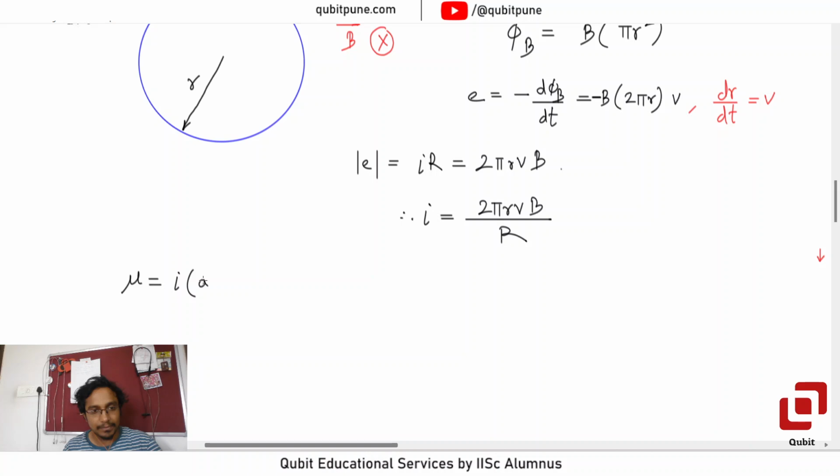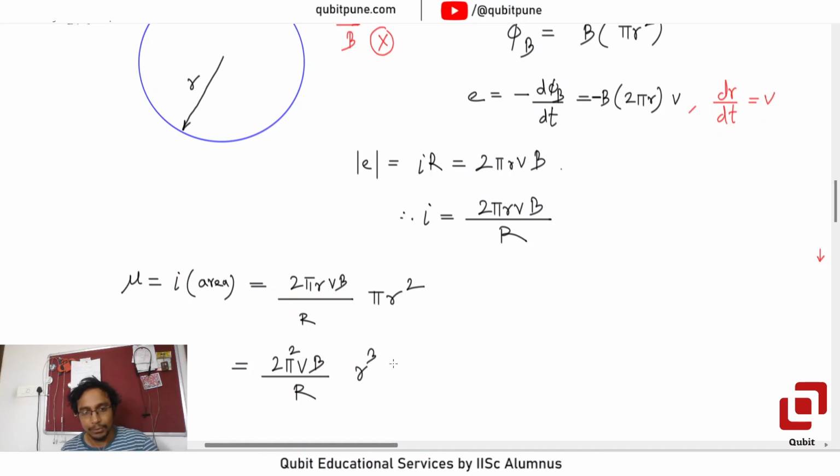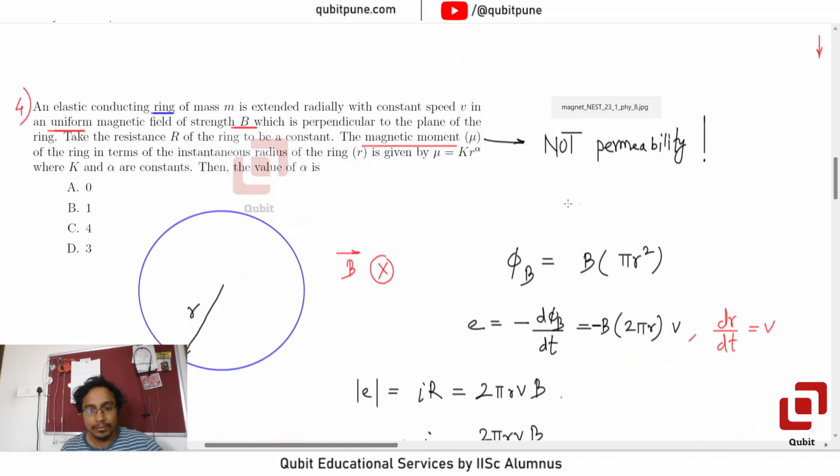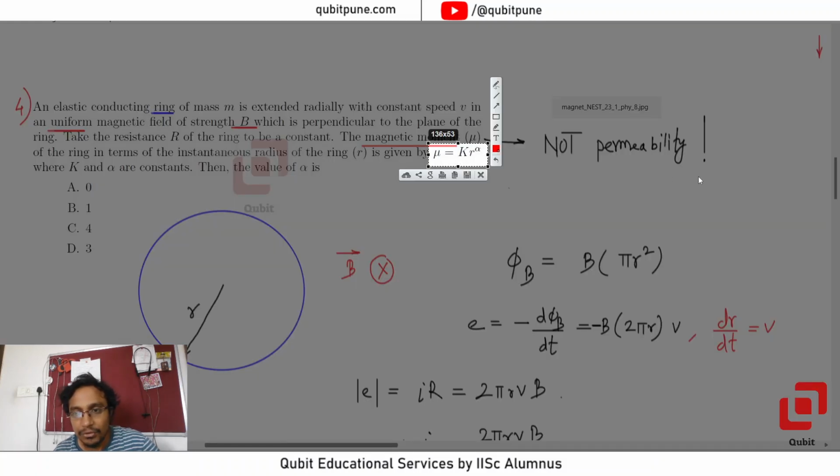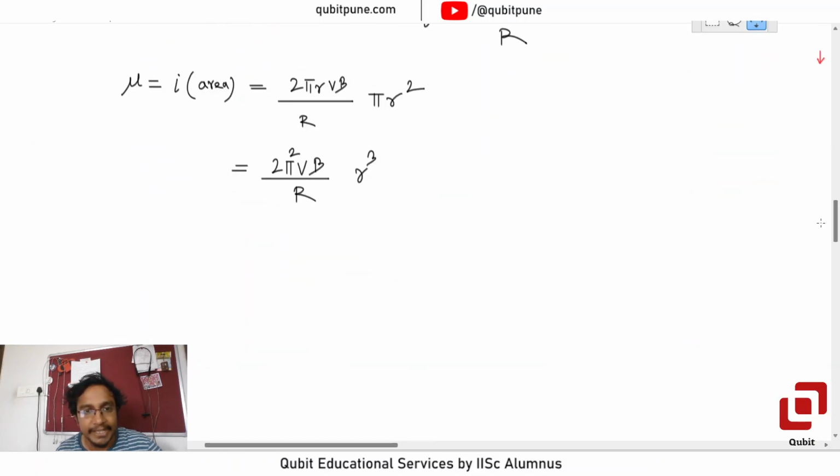Current times area. Correct. 2 pi r v b by r, pi r squared. So 2 pi v b by r, pi squared, 2 pi squared Vb by r into r cubed. Okay, so now have we obtained the correct expression?